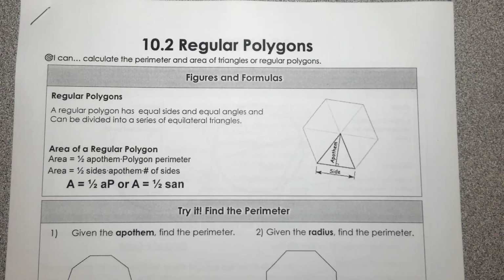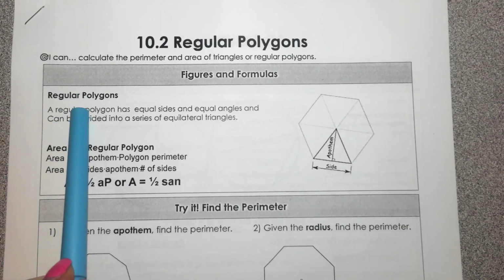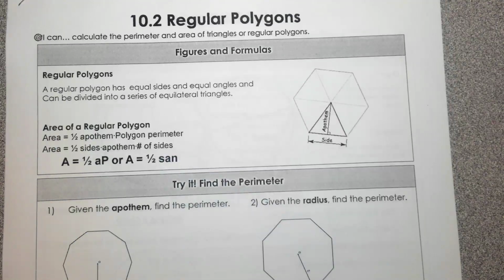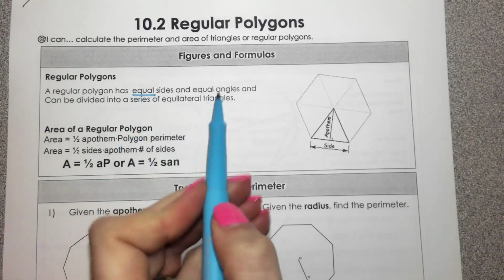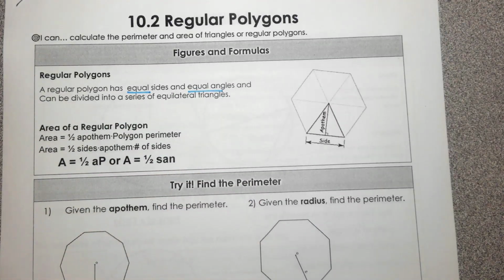So, in 10.2, I said we are going to be looking at finding the area and perimeter of regular polygons. For today, since it's a shorter day, we're only going to look at finding perimeter. Okay? So, a regular polygon, as a reminder, has equal sides and equal angles.